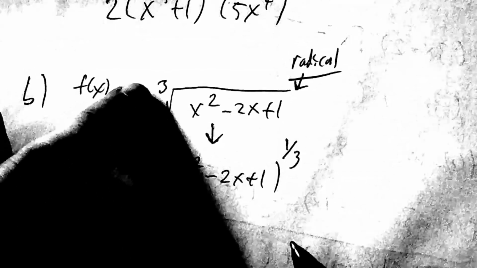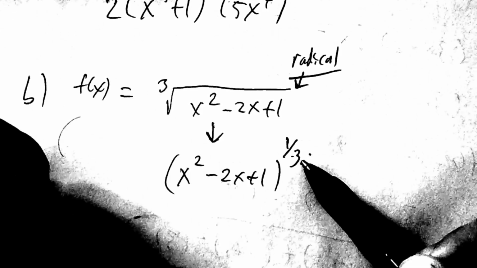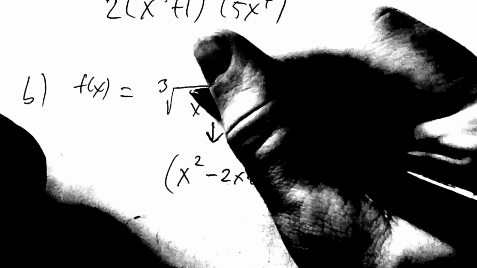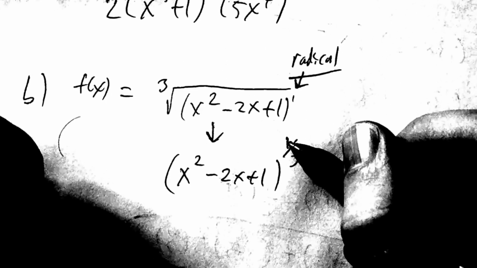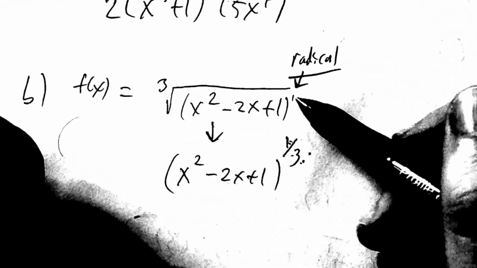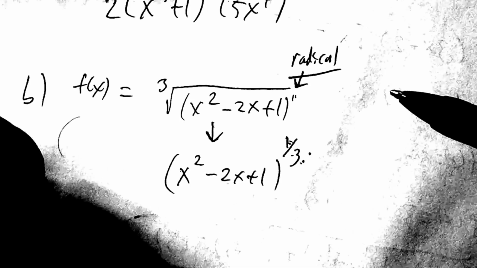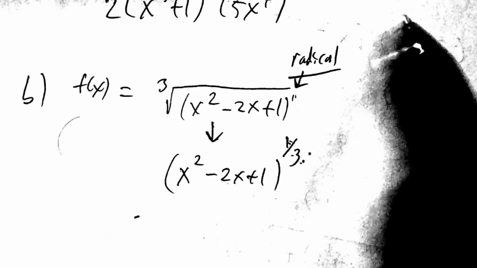So remember that the root is the denominator here. And all of this is to the power of 1. So that's where that 1 comes from. If all of this was squared on the inside, then it would be 2/3. But it's 1/3. Now, okay, chain rule.